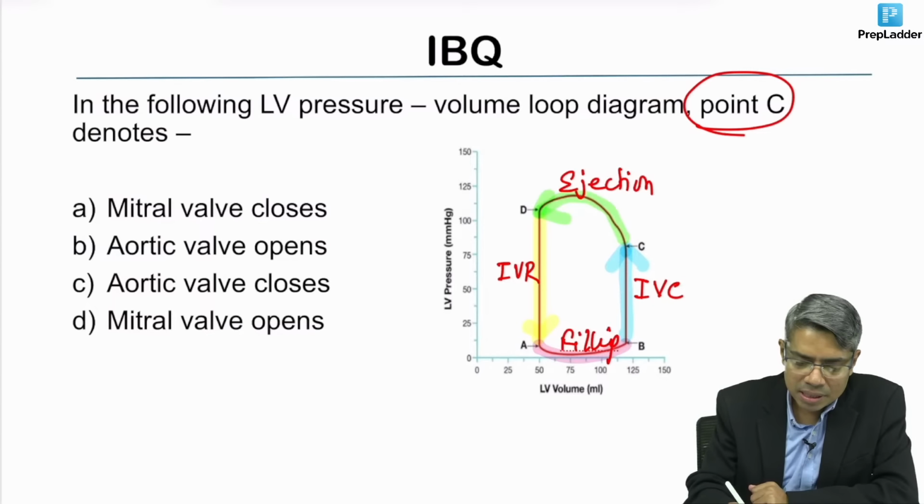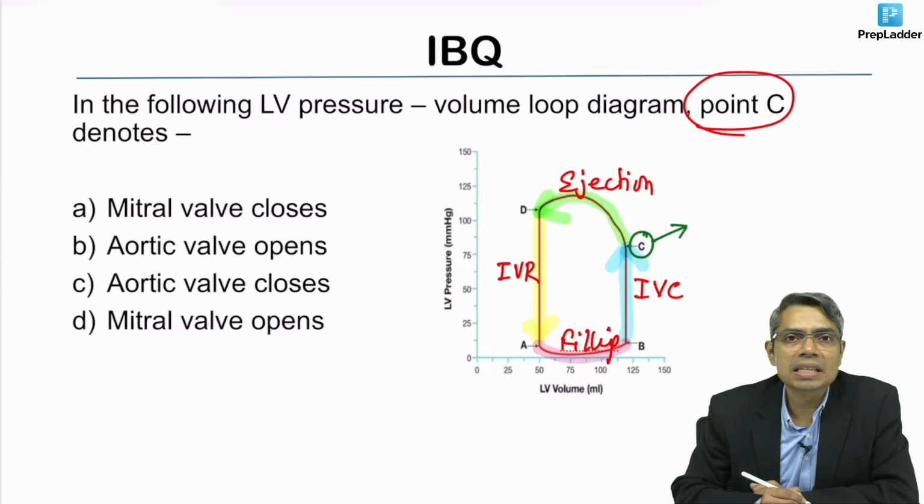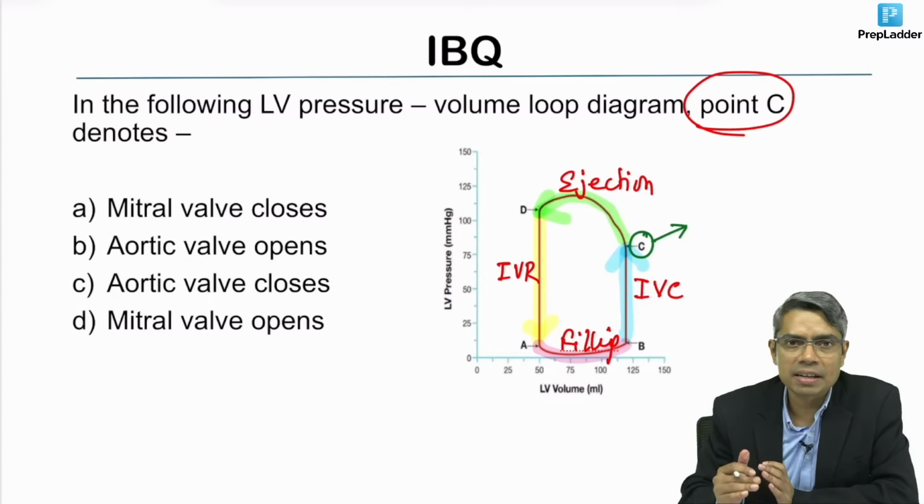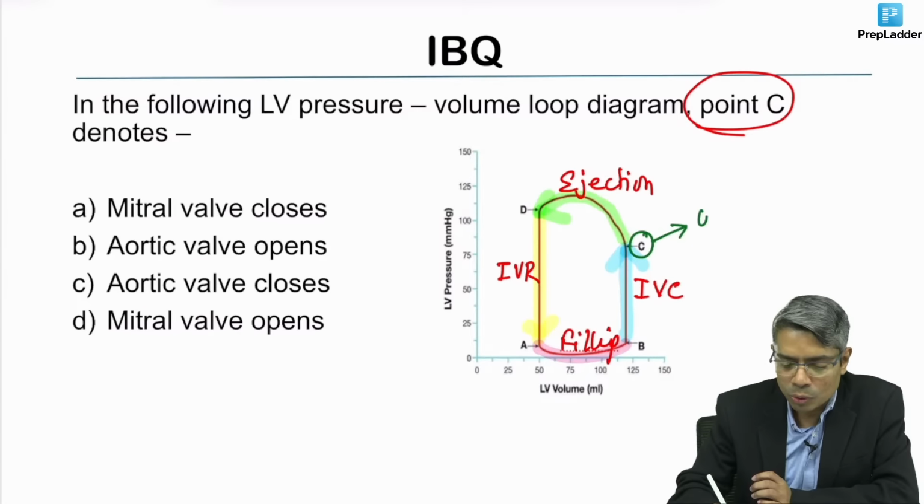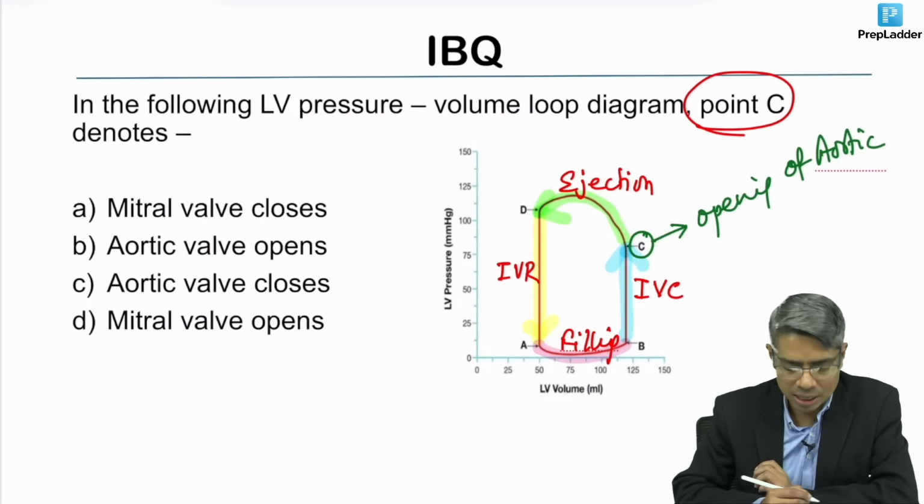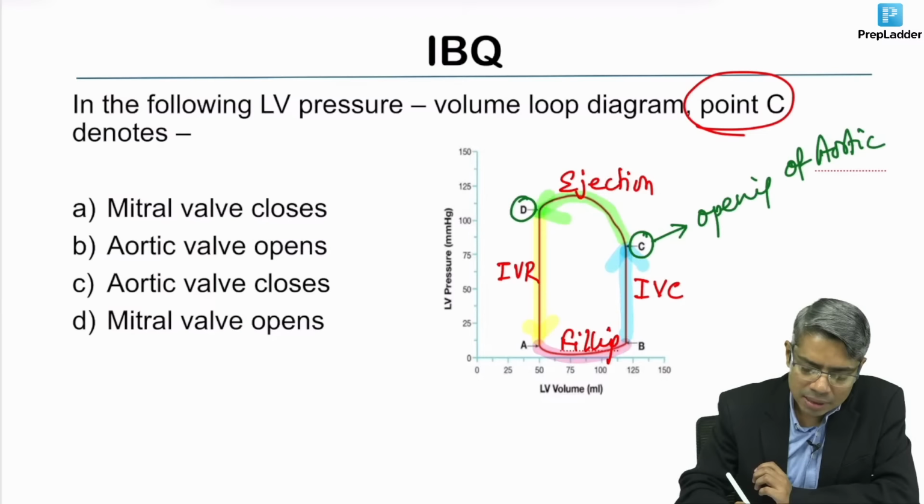Point number C, I can find out here. Point number C is the starting point of the ejection. Ejection means the left ventricle is ejecting blood into the arch of aorta. Which valve has to open up? Opening of the aortic valve is required for the ejection to start. And at point number D, the aortic valve is going to close. So, closure of the aortic valve is going to happen here.